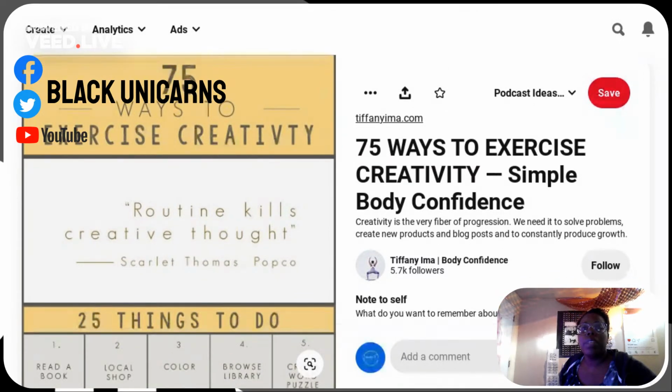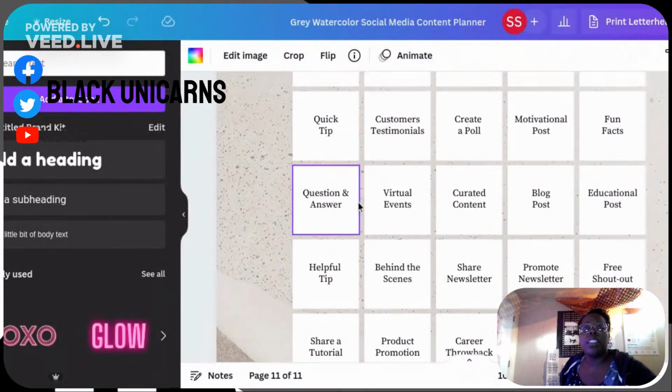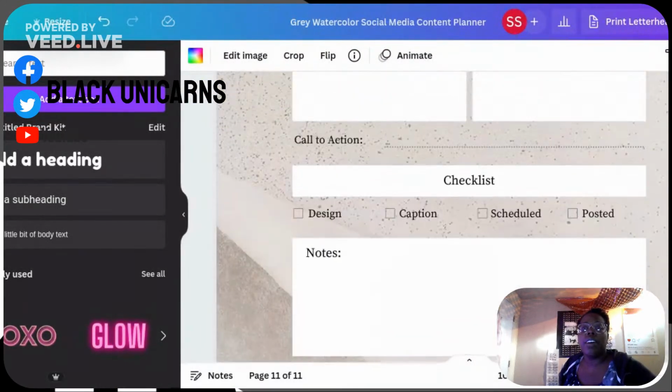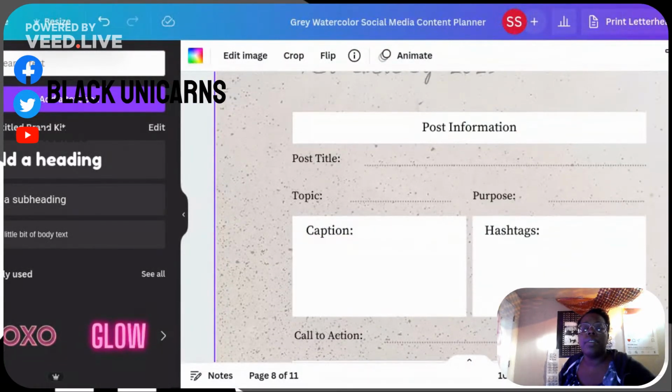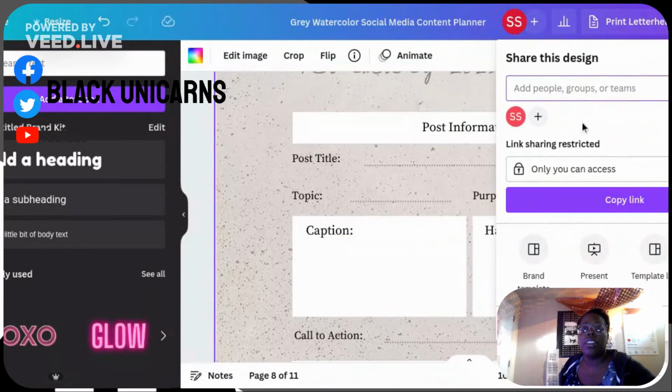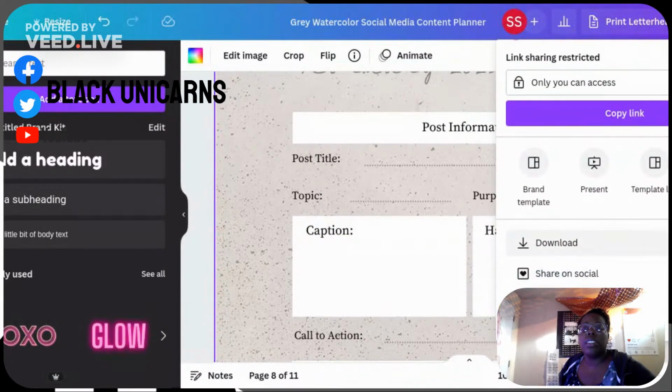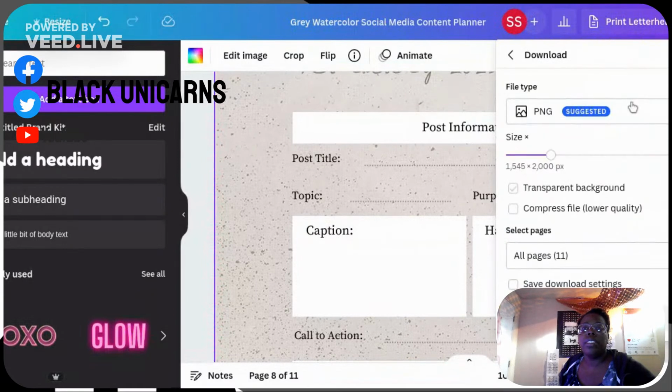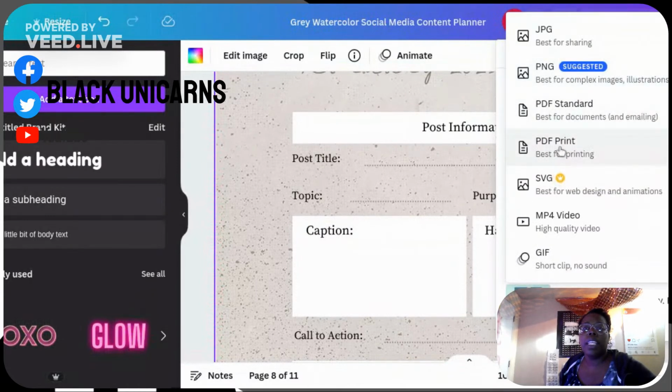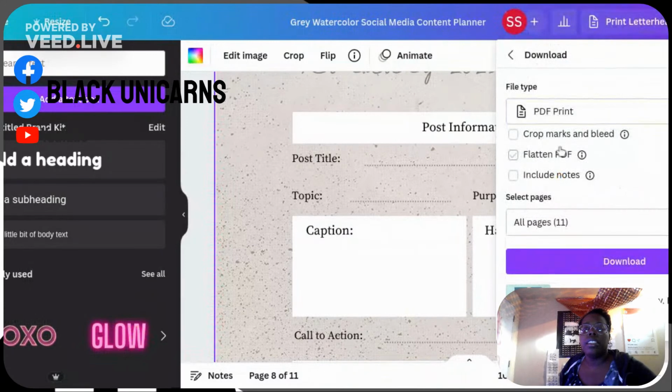What else? Let's get back to this one. So that's it. So now all I gotta do is download this, and I would download it as a PDF. So here we go. Download. And I'm gonna download it as a PDF. That's a PDF. Download it.